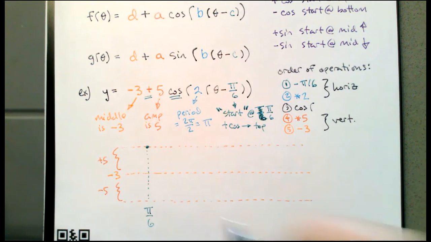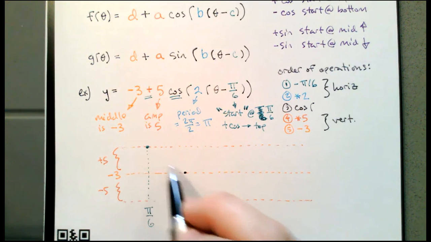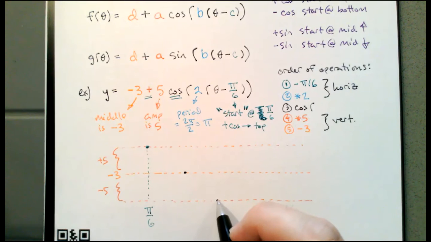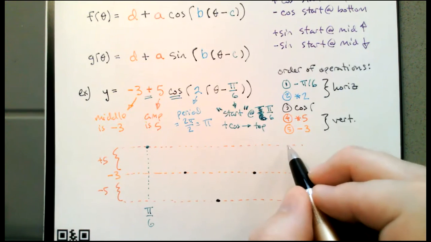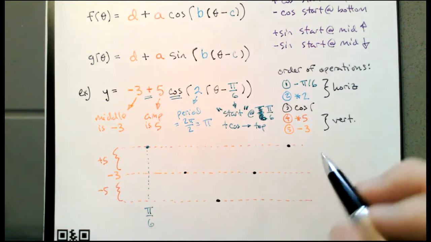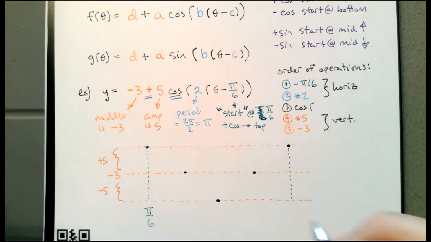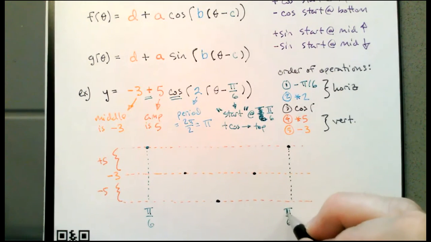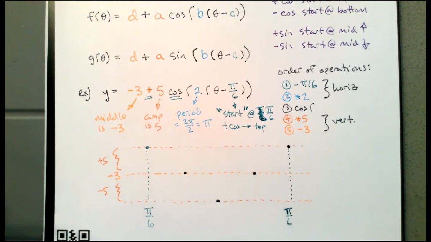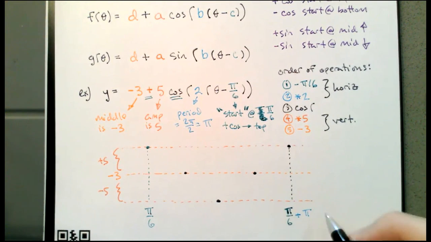Cosine starts at the top. At a quarter period, we're at the middle. I don't know why I put these in between. Another quarter period, we're at the bottom. 3/4 period, back to the middle. 1 full period, we're back at the top. So we're back at the top at pi over 6 plus the period. So the top happens at 7 pi over 6.